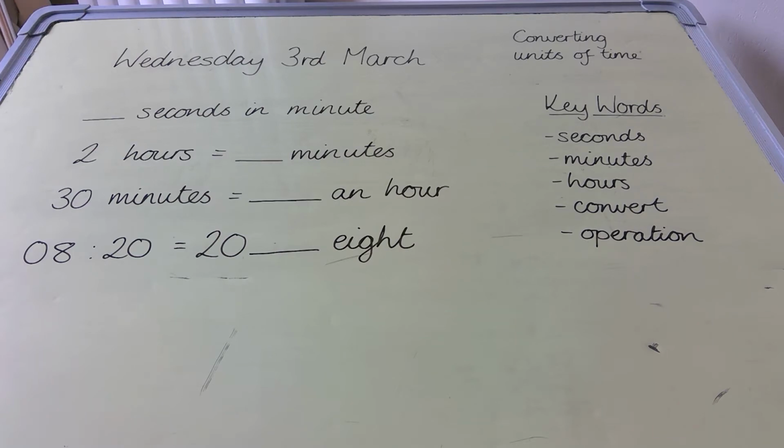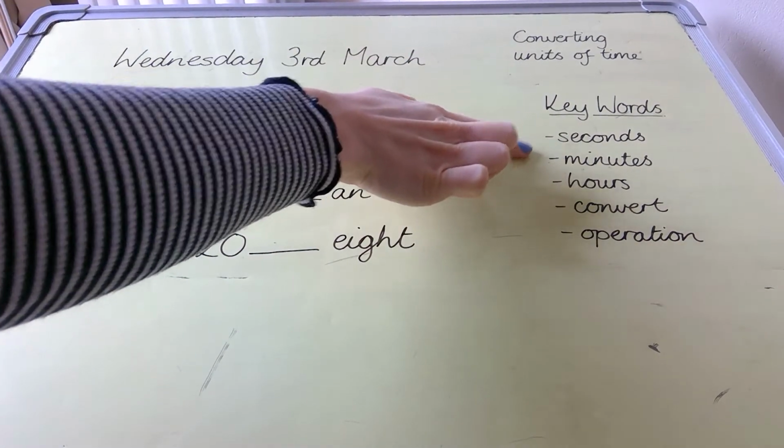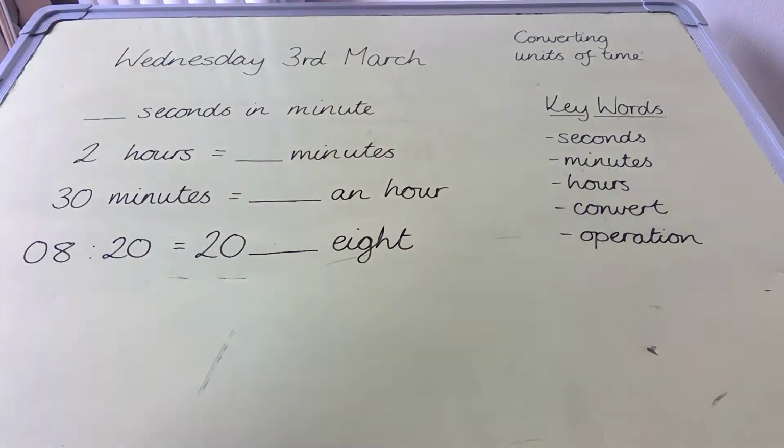Hi everyone! Today we are carrying on with looking at units of time. The last couple of days we've been converting between analog and digital, and today we're going to be looking at converting units of time, so we're going to be converting between seconds, minutes and hours.